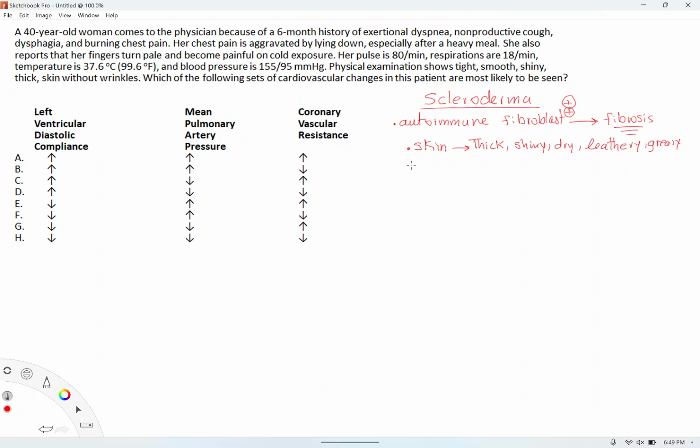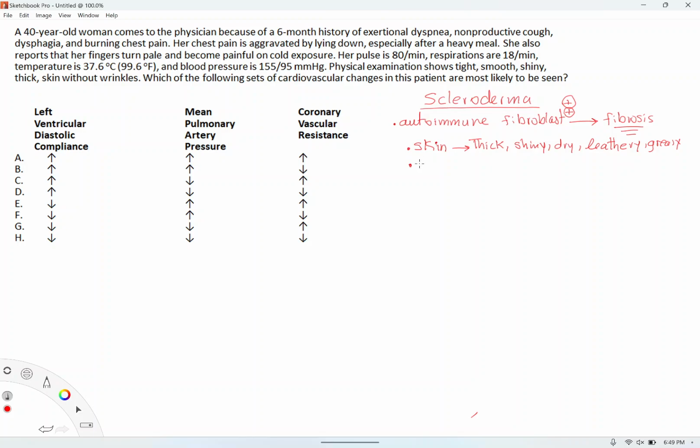This is one of the most common symptoms, and if they want you to know that this is scleroderma, they will always give you that. The reason they give you that is because they want you to know it's scleroderma. Why? Because the question is not about diagnosis. The question is a two-step question. They want you to know what the effects of scleroderma on the heart are.